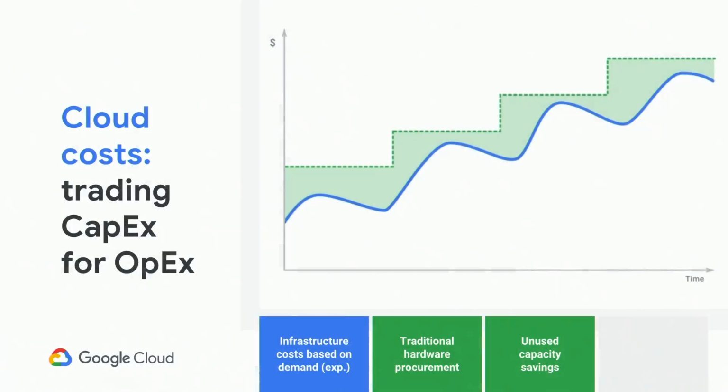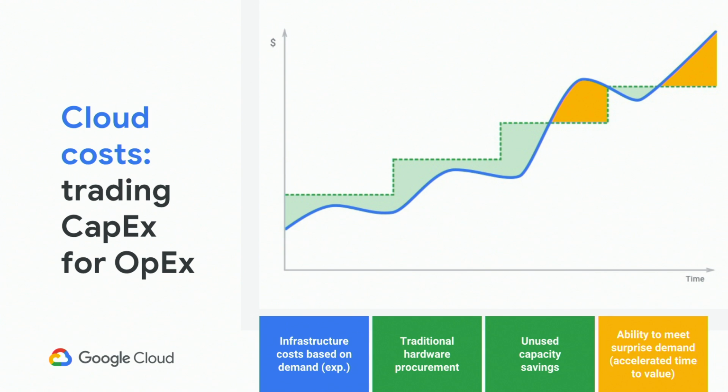So when you move into the cloud, into computing with operational expenditures, all of that unused capacity immediately becomes unused capacity savings. What's more, if you happen to be wrong about your forecast, that's not a big problem. Google Cloud gives you flexible access to the resources you need, and so you can start to spin up those resources on demand to meet the unexpected demand or the new use cases that you hadn't planned for.